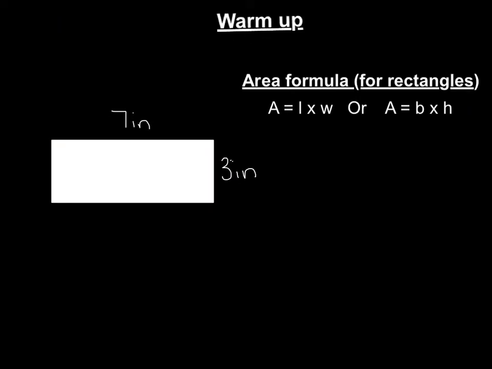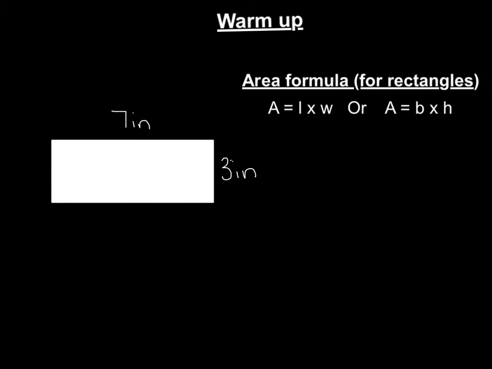Before we get started on our warm-up, I want to remind you of the area formula for rectangles that we learned about yesterday. We know that area is equal to the length of the rectangle times its width, also known as base times its height, which means the same thing. So I would like you now to use the area formula to figure out the area of this rectangle right here. It's got a side that's 7 inches, a side that's 3 inches, and on your board I would like to see the formula written out as well as the answer.